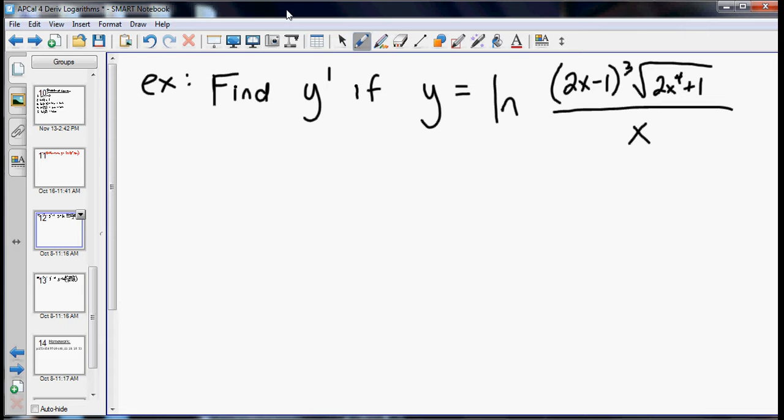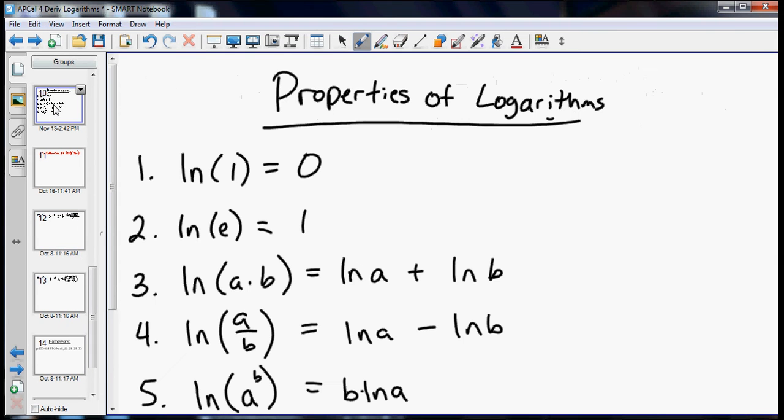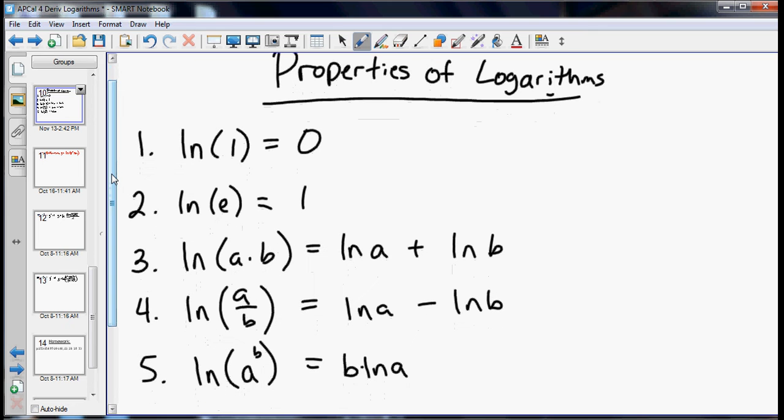Here's the good news. We can avoid all that pain. And I don't mean by avoiding it not doing the problem at all. No, I mean there's a way to make this problem a lot easier. And we'll come back to this problem and do it, but the way to solve this problem in a much simpler way is by using the properties of logarithms.